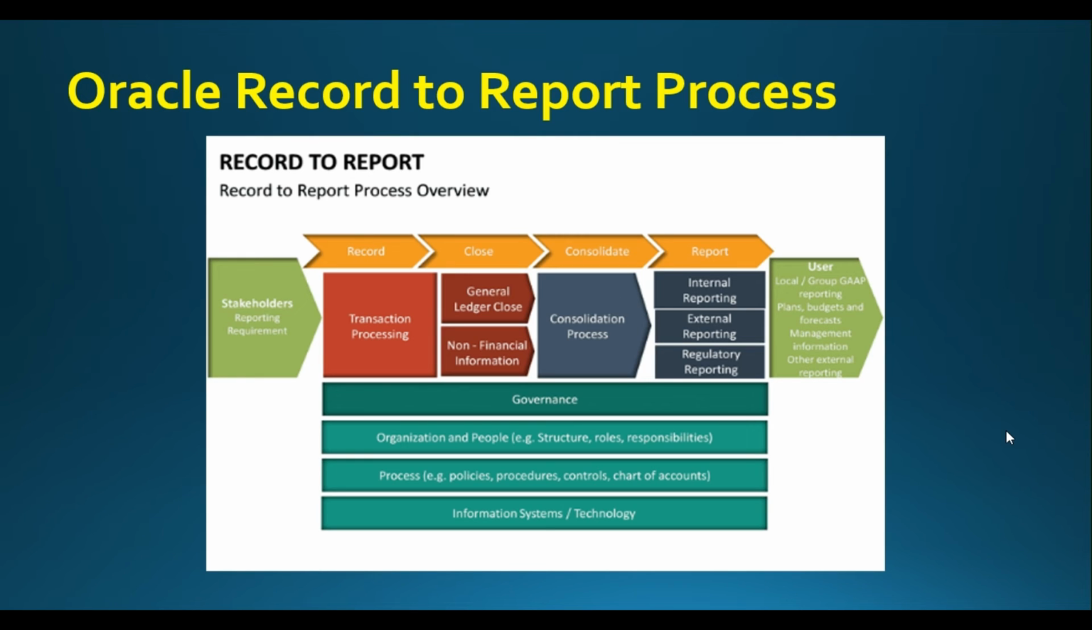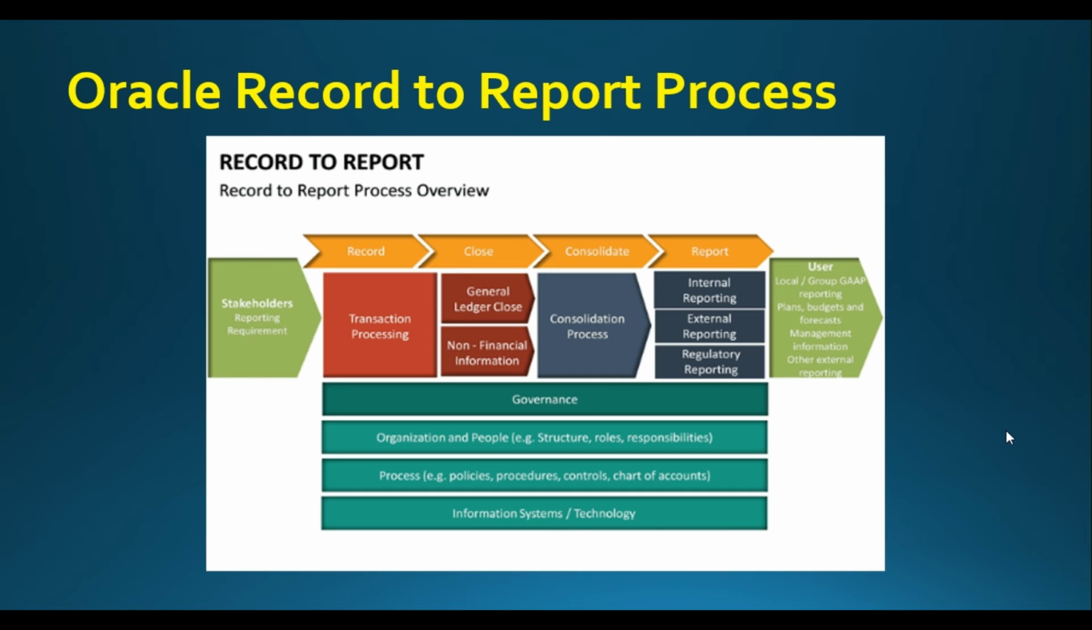Let's go down to the next chapter. This is record to report in detail, like what the key stakeholders' reporting requirements are. If you see the orange color, this is the process: record, close, consolidate, and report. In the recording we normally do the transaction processing across the subledger modules. In the close process, the general ledger has to be closed, and you can figure out what non-financial information should not be a part of your financial close element. You can move those elements out. And after that you do the consolidation process.